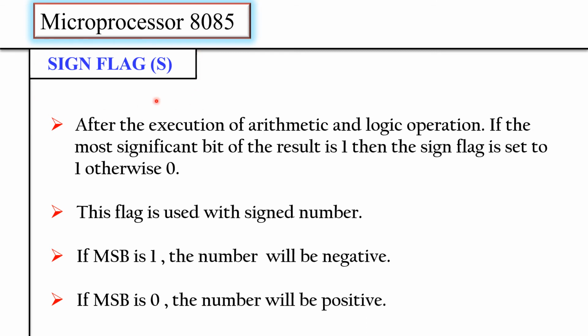The next flag is the sign flag, S flag. After the execution of an arithmetic or logical operation, if the most significant bit of the result is 1, then the sign flag is set to 1. That is, if the D7 bit is 1, then the sign flag is set to 1, otherwise 0. This flag is used with signed numbers. If the most significant bit, that is MSB, is 1, the number is negative, and if the MSB is 0, the number is positive. So if the D7 bit is 1, the number is negative, and if the D7 bit is 0, the number is positive. That is the sign flag.